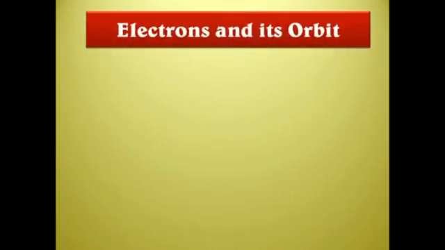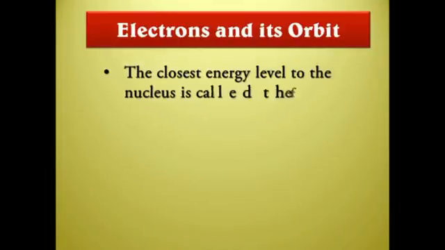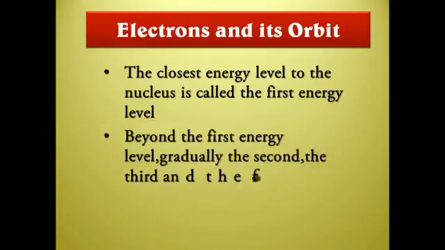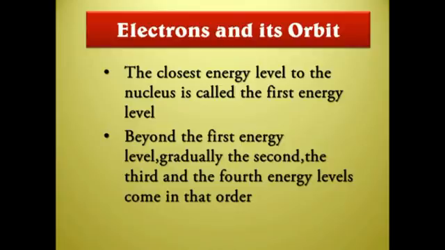Let us see electron and its orbit. The closest energy level to the nucleus is called the first energy level, means the first orbit. Beyond the first energy level, gradually the second, the third and the fourth energy levels come in the order.